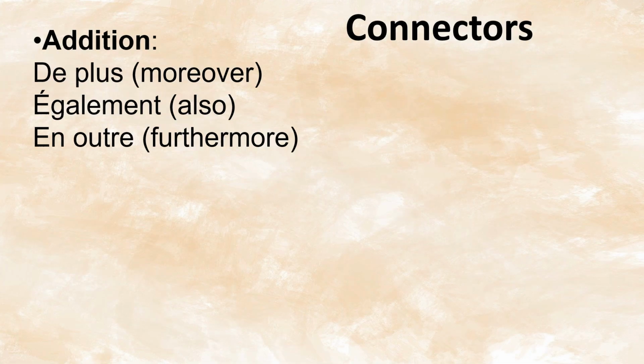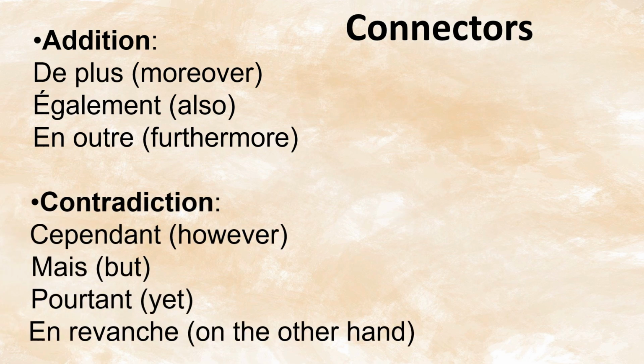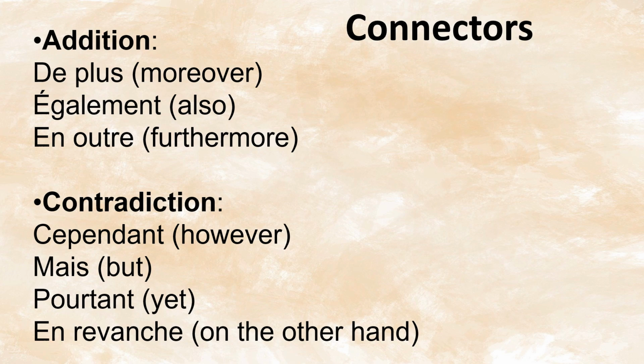Now to finish, here's a list of connectors. So if you want to express addition, you can use de plus, moreover, également, which is another word for aussi, which is also, en outre, furthermore. And if you want to express contradiction, you may want to use cependant, which is however, mais, but, pourtant, yet, en revanche, on the other hand.